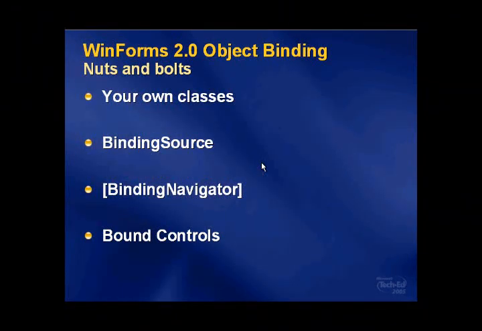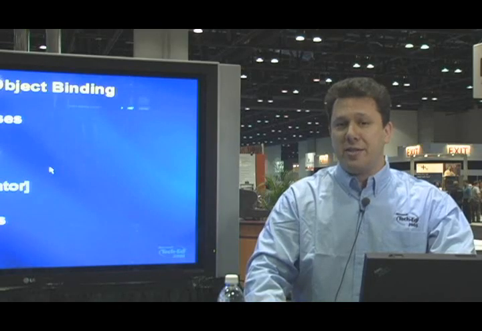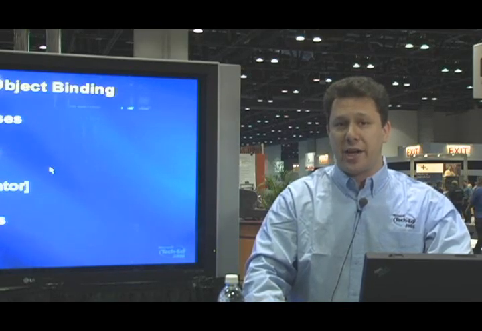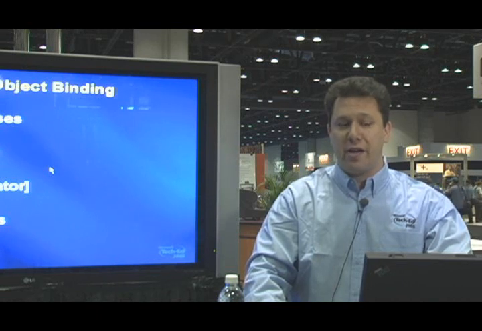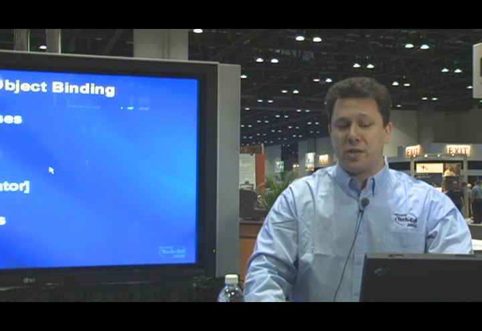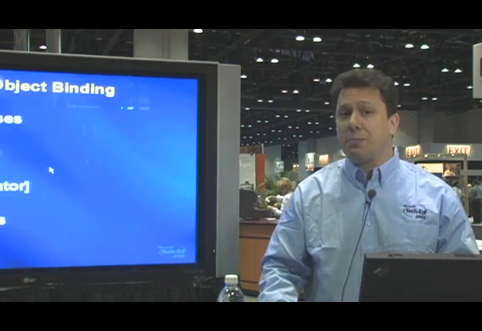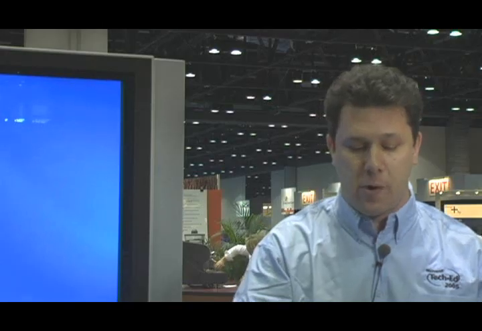This is actually going to be the only slide. We're going to cut away to a demo in just a second. These are the ingredients for a successful recipe for doing object binding in Visual Studio 2005. You'll need your own classes, of course, a special object called the binding source object, optionally something called the binding navigator object, although it's very helpful, it's not strictly necessary, and finally one or more bound controls on the form.